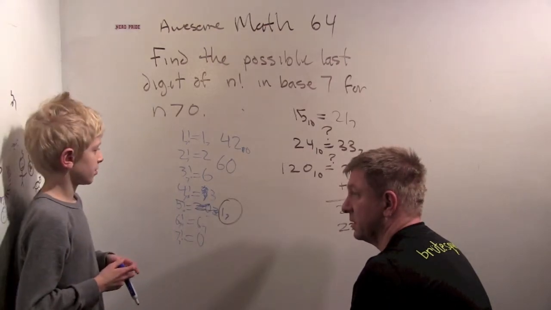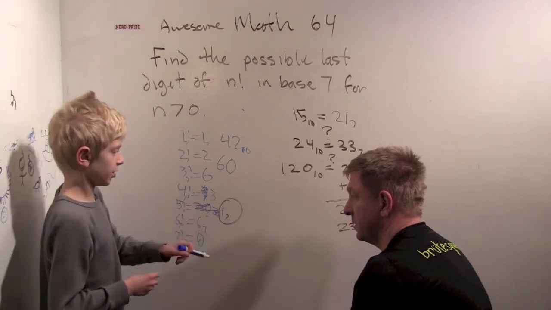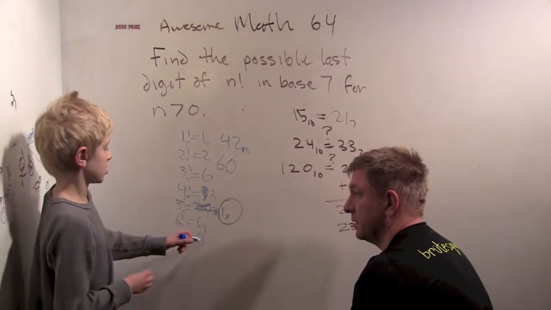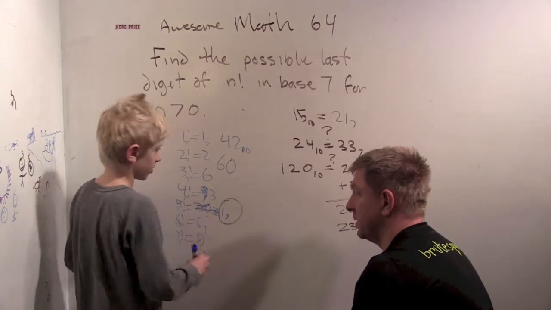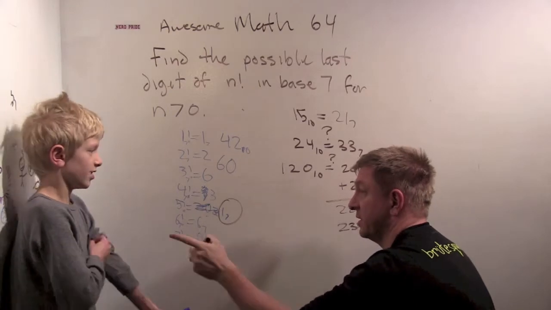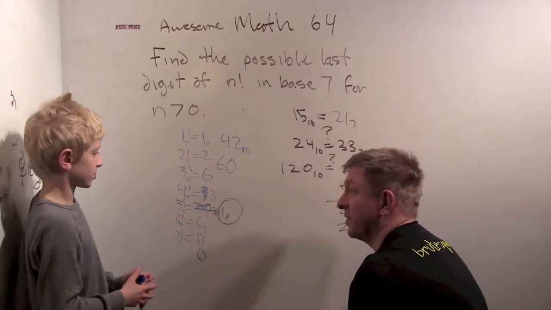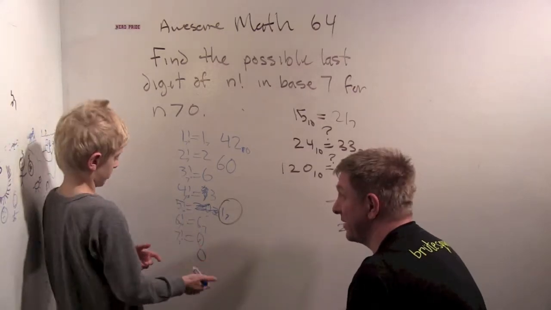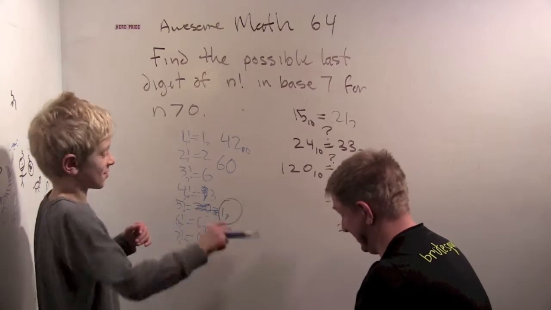Since the last digit is 0 here, if we multiply, then we just get a 0 again. 8 times 0 is 0. What about 9 factorial? It's 0. What about 10 factorial? 0. 11 factorial? 0. 12 factorial? 0. 13 factorial? 0.